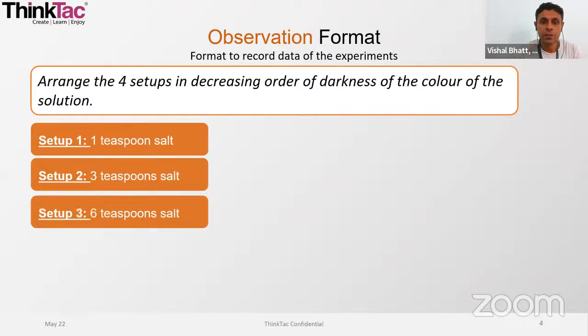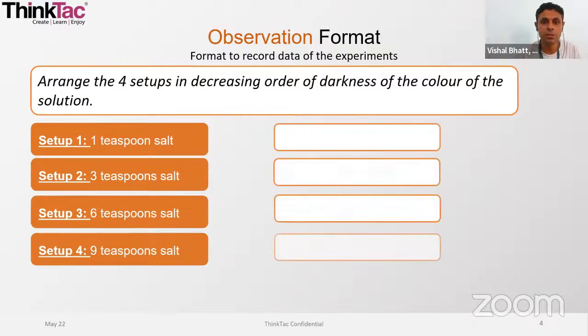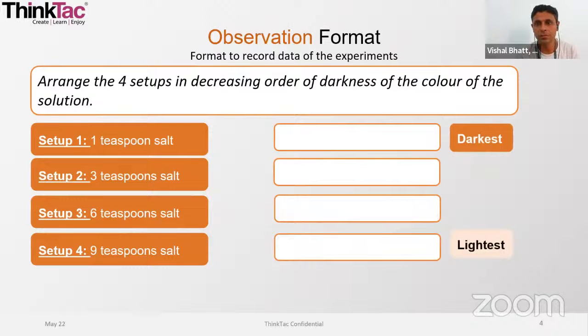At the end of that process, what we need to do is to arrange the 4 setups in the decreasing order of darkness of color in the solution. So you have setup 1, which is the 1 teaspoon setup, 2 with 3, 3 with 6 teaspoons, and 4 with 9 teaspoons. And based on this, before the results come, let's have a quick prediction.